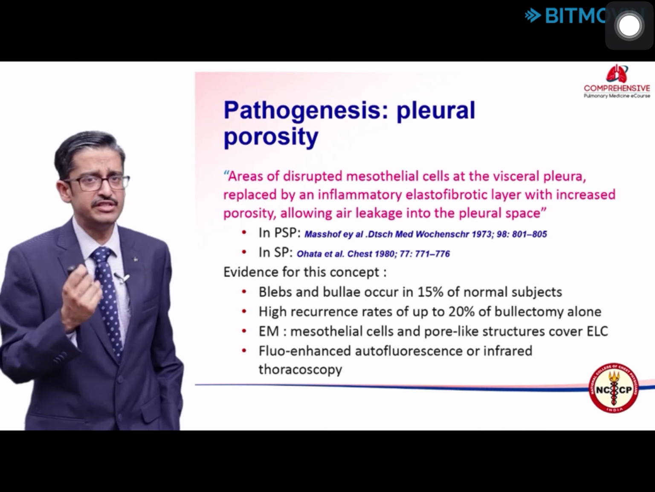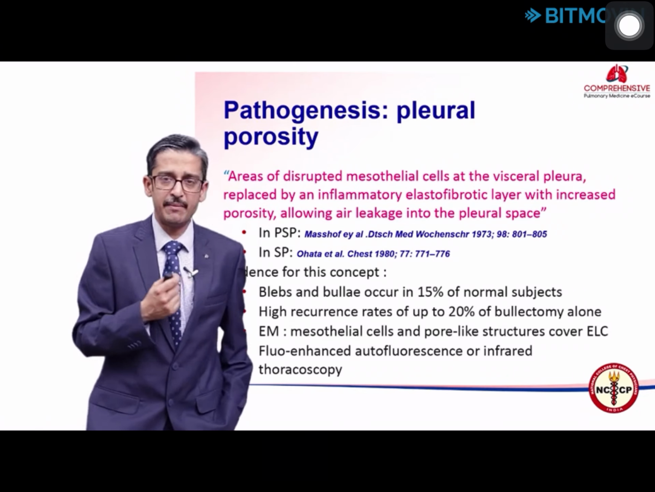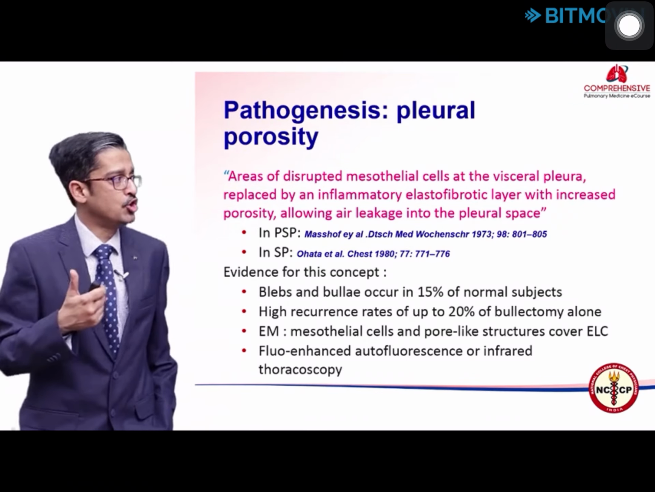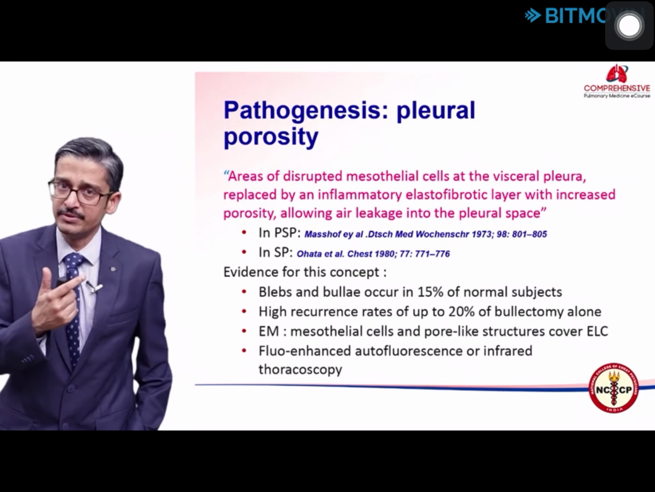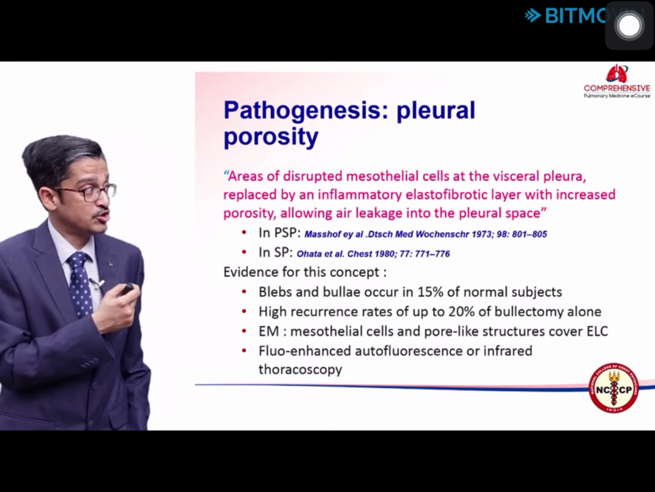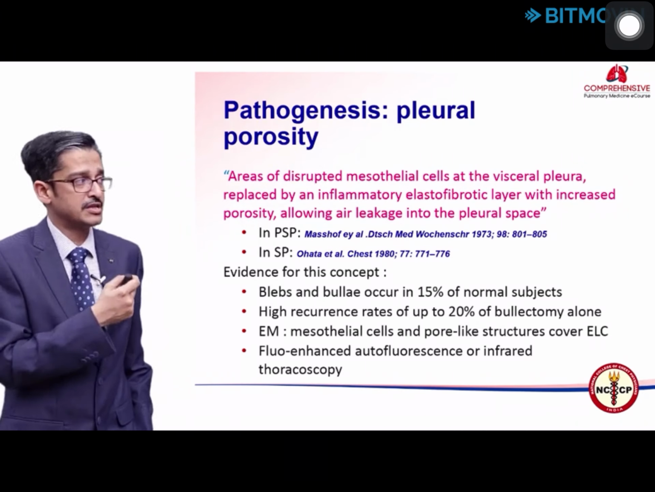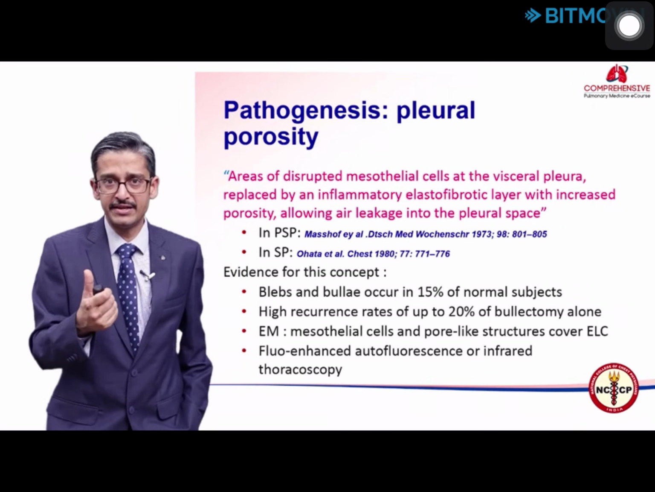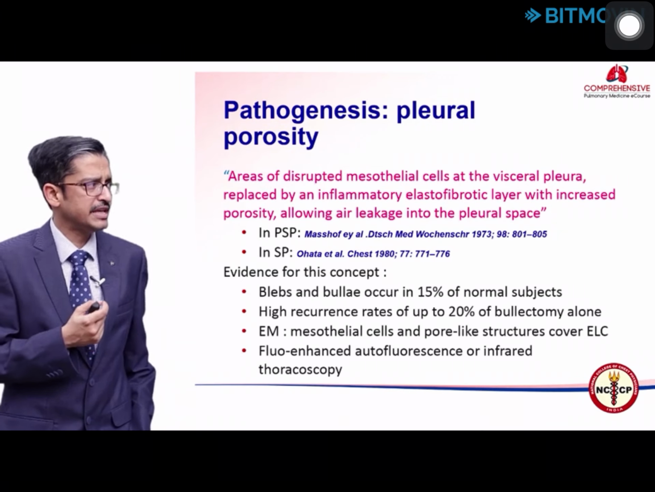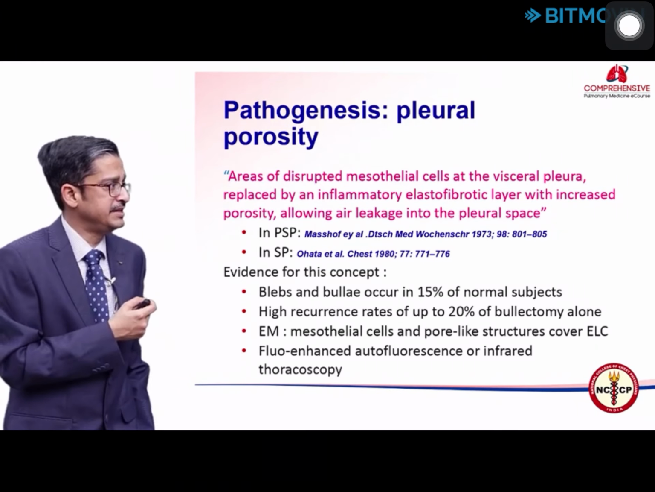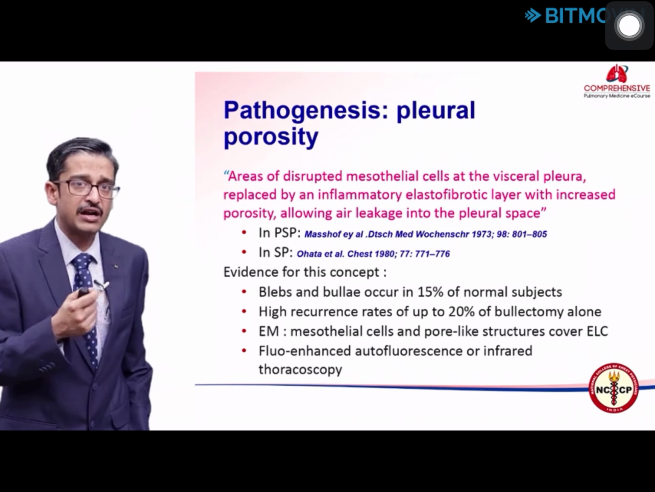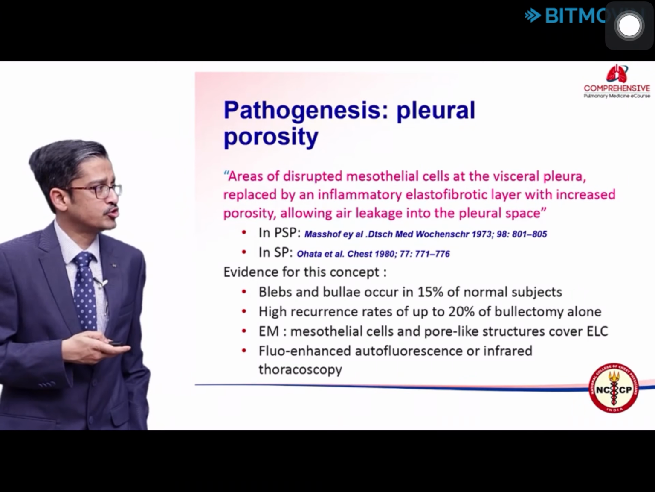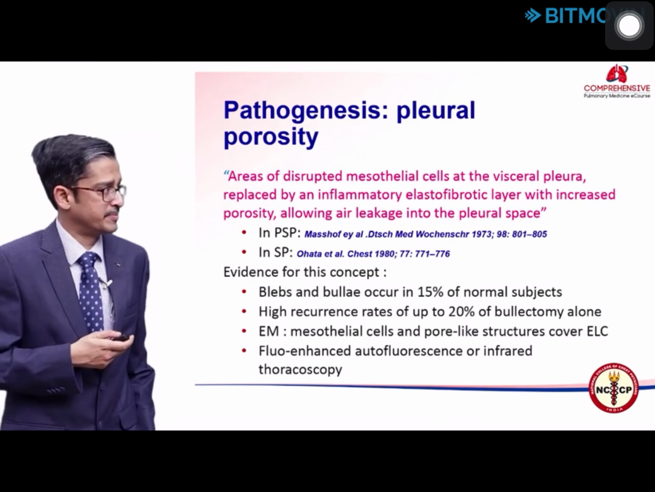So what's the indirect evidence for what we are saying? The fact that blebs and bullae occur in about 15% of asymptomatic so-called normal patients. If you do a bullectomy, the pneumothorax recurs, and it's not a small number, it's up to 20% of patients where this pneumothorax recurs. So there has to be more than one source of air leakage, because otherwise the bullectomy should have sorted the problem out. Electron microscopy shows that the mesothelial cells and pore-like structures are covering the alveolar membrane, and the same shows up on fluoro-enhanced autofluorescence or on infrared thoracoscopy.